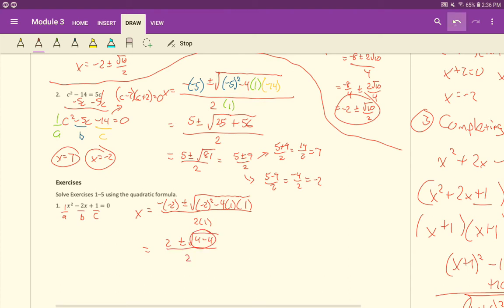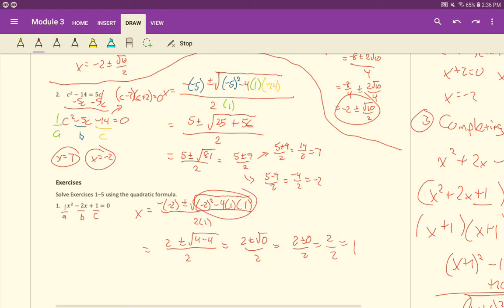Now what's 4 minus 4? Well, that's 0. So we get 2 plus or minus the square root of 0 over 2. And what's the square root of 0? What number multiplied with itself gives you 0? The answer is 0. So we get 2 plus or minus 0 over 2, which is really just 2 over 2, or 1. So that's interesting because we added or subtracted 0, right? We only get one solution there.